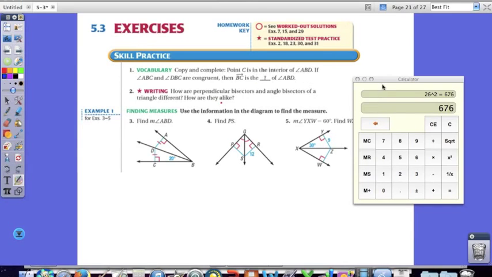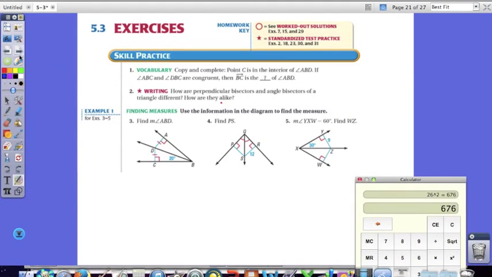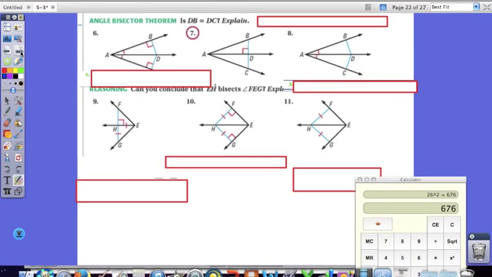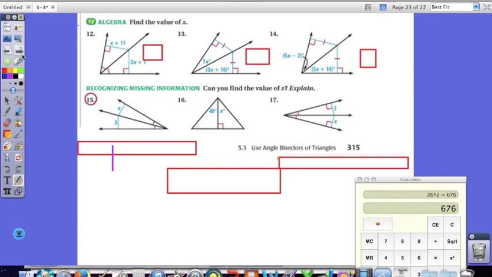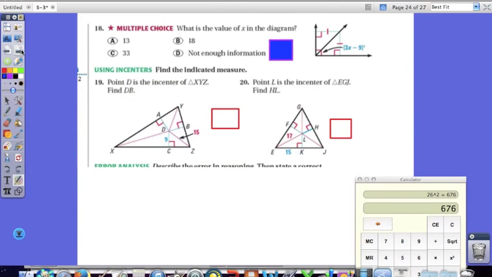And that brings us to our homework. So you can go through, look at the problems. I'm going to be able to erase those in class tomorrow to show you the answers.